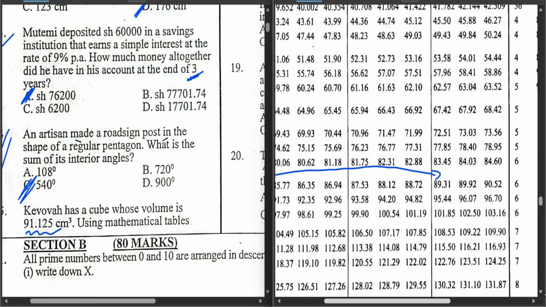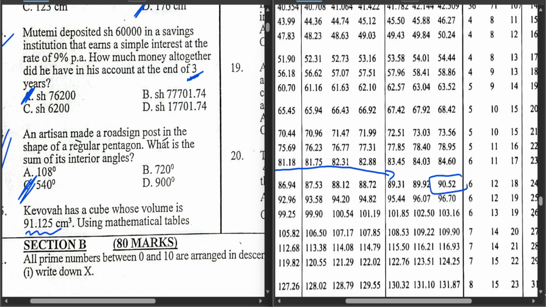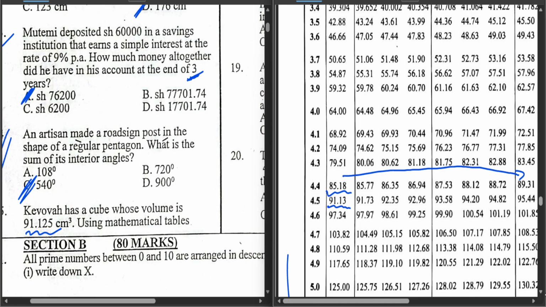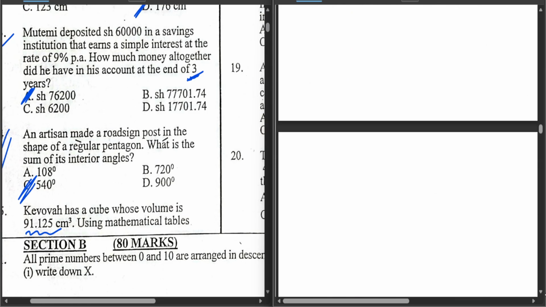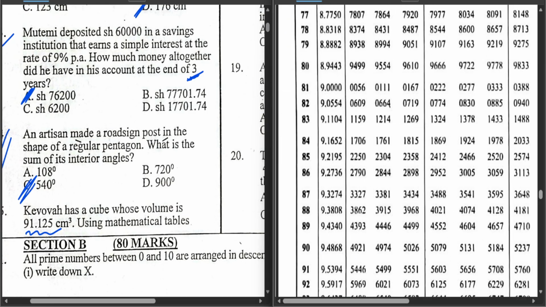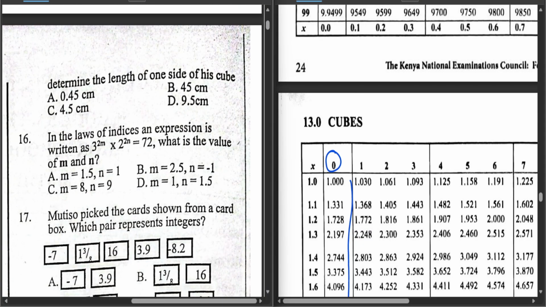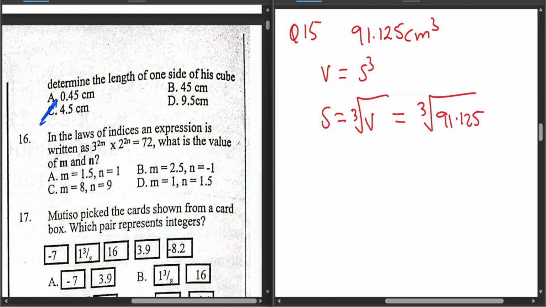So when you see 91.12 somewhere here, basically it should be to 4 significant figures. So 91.125 is rounded off to 91.13. So most probably it will be here, somewhere here. So 91.13 is 4.50. This section is 0. So you can go up, sorry, this section is 0. So 4.50. So yeah, that is your answer to this question.